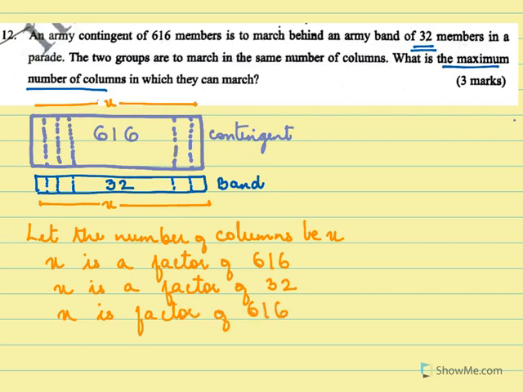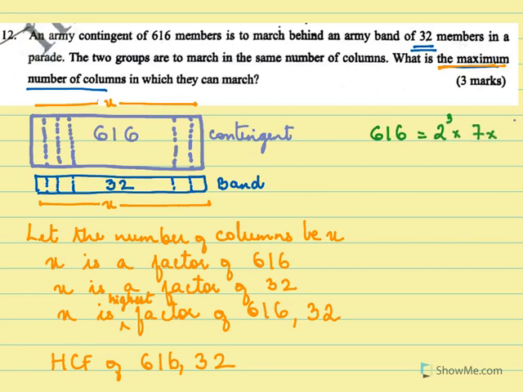So x is a factor of 616, and since we want to know the maximum number, x is the highest factor of 616 and 32. So in this sum we have to find the HCF of 616 and 32. So now we'll find the HCF. To find the HCF we have to do prime factorization of 616, and prime factorization of 616 is 2 raised to 3 into 7 into 11, and prime factorization of 32 is 2 raised to 5.